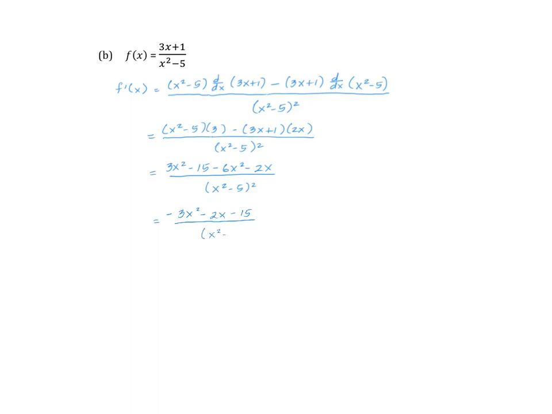So even if I could factor that numerator out, it's not going to cancel with anything in the denominator. And this would be the derivative of f using the quotient rule. Let's look at a few more examples.